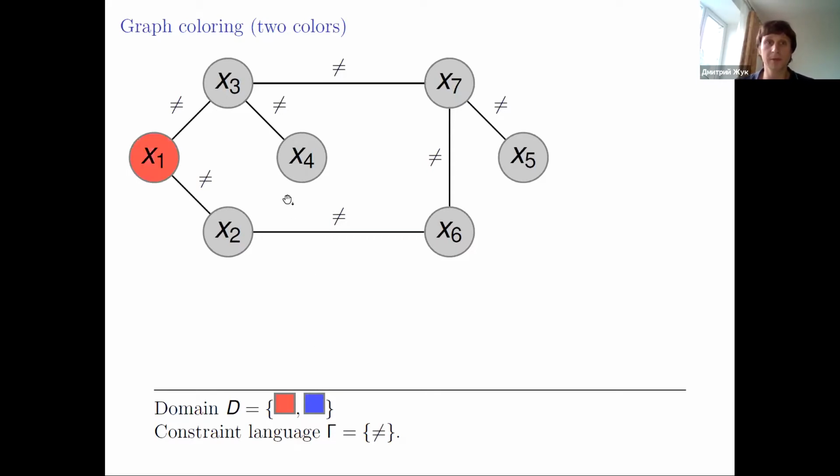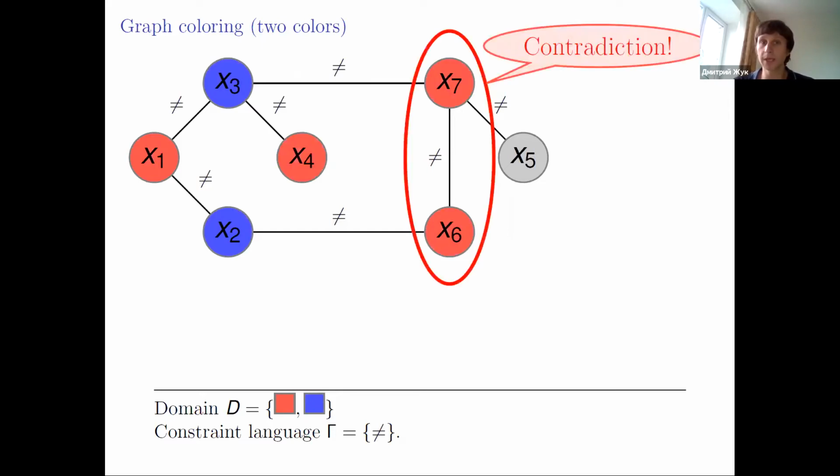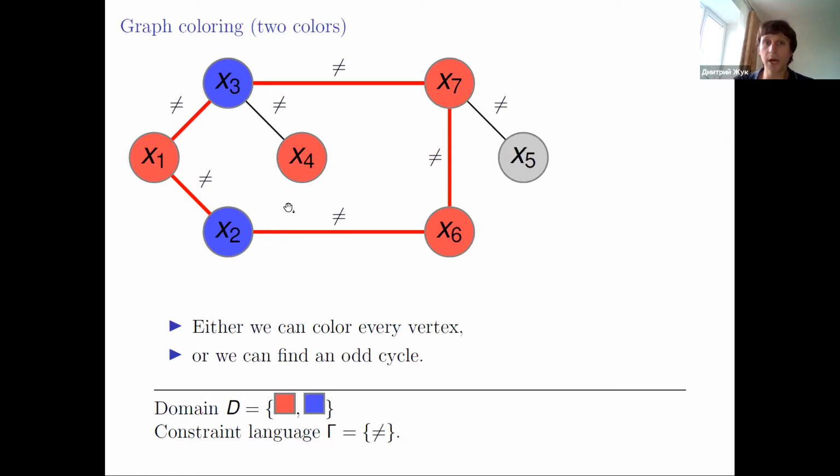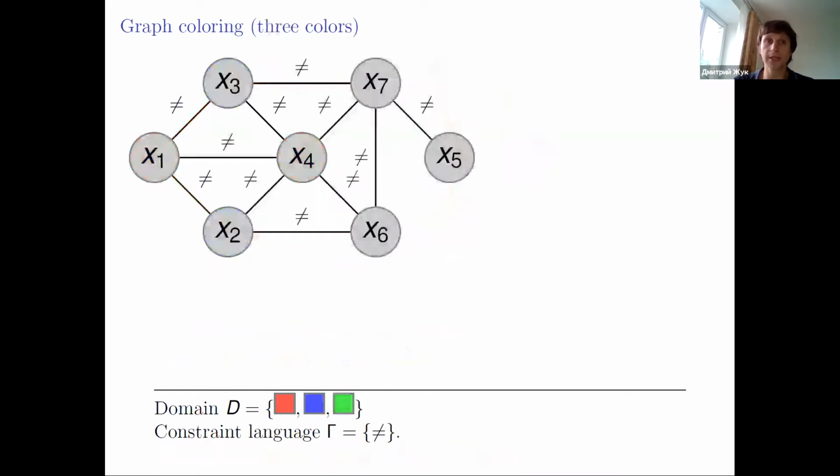For example, if we have this graph, we can try to color it, and we get a contradiction. Since we get a contradiction, it means that we have an odd cycle. So every time we try to color, either we can color the whole graph or we will find an odd cycle. So this problem is easy to solve, which means that for this constraint language, the problem can be solved in polynomial time. Okay, let's consider a different problem.